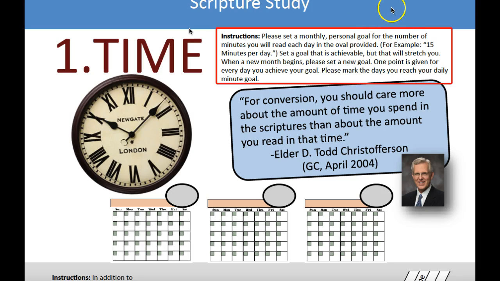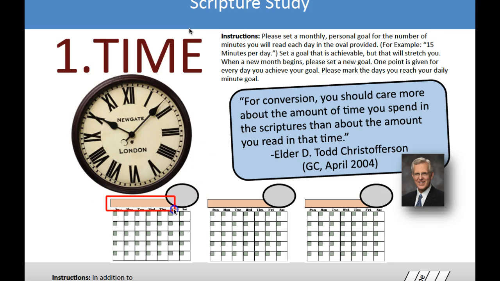For example, 15 minutes per day. Set a goal that's achievable but that will stretch you. When a new month begins, please set a new goal. 1 point is given for every day that you achieve your goal. Please mark the days that you reach your daily minute goal. Now, it may be that they choose to have the same goal every month, but that's okay. It just gives them an opportunity to track that.